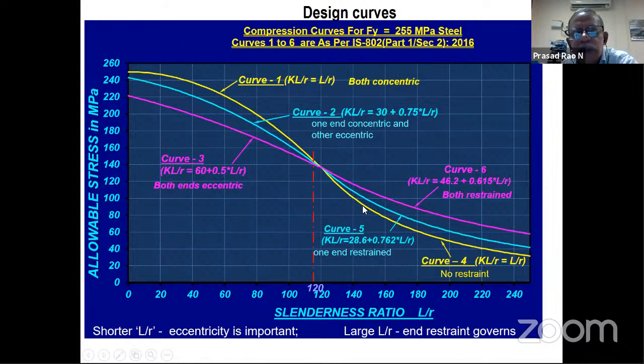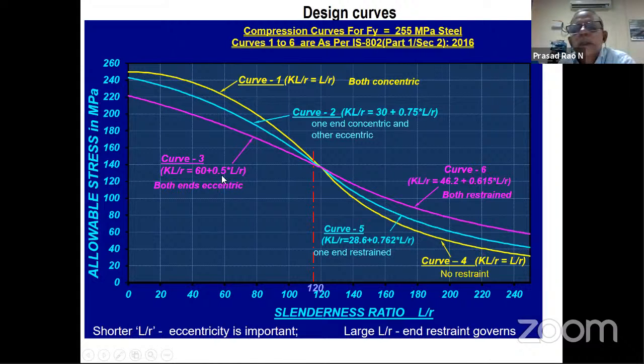Once you cross 120, in the elastic range, this curve is increasing. That means I have partial restraint on both the sides. Your allowable stresses are much higher when compared to a member having partial restraint on only one end. Then the third one is the yellow color. That is where I don't have any partial restraint on any bolt on both sides, which means it is acting as a hinge. It has the least capacity.